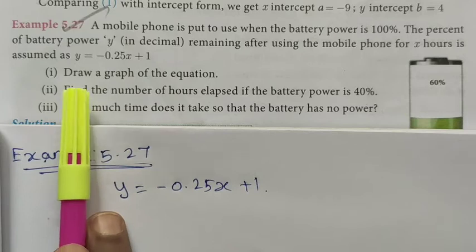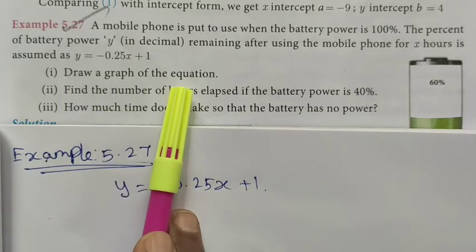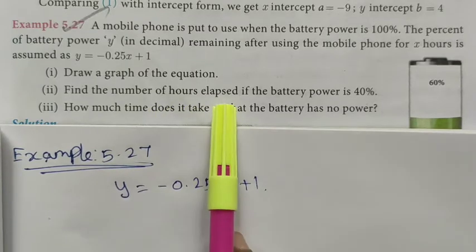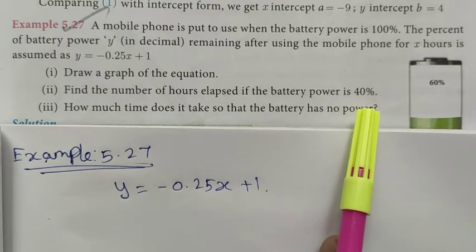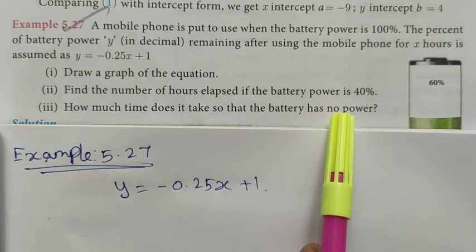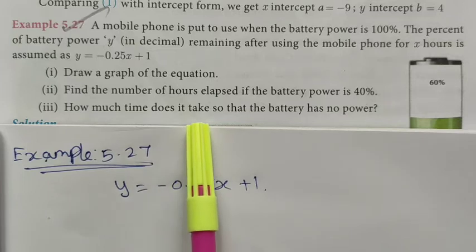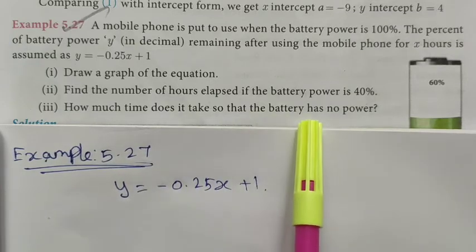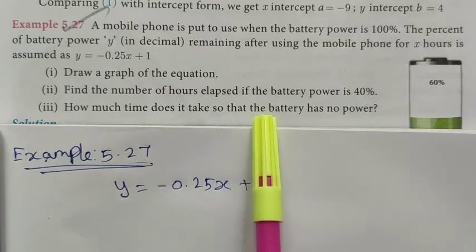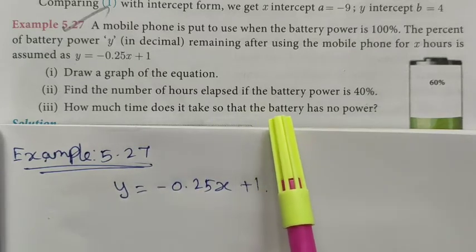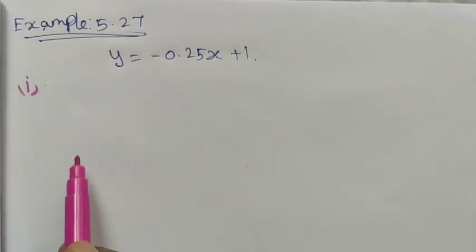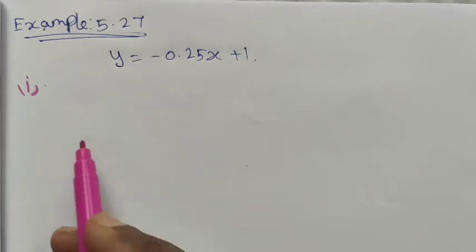Now we want to draw the graph of the equation. First, Roman number one. Second, find the number of hours elapsed if the battery power is 40%. Here x is the hours and y is the percentage of battery, right? How much time does it take so that the battery has no power? If the total battery is empty, how much time does it have to take? We want to find the x value. So this is the given equation. We want to draw the graph of the equation, right?